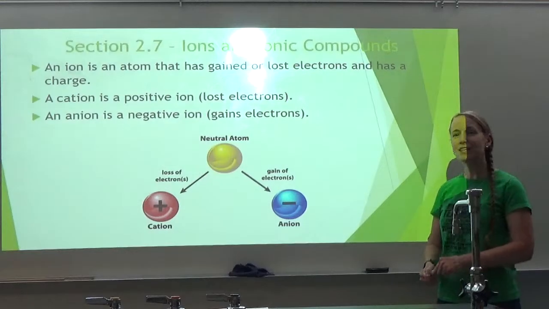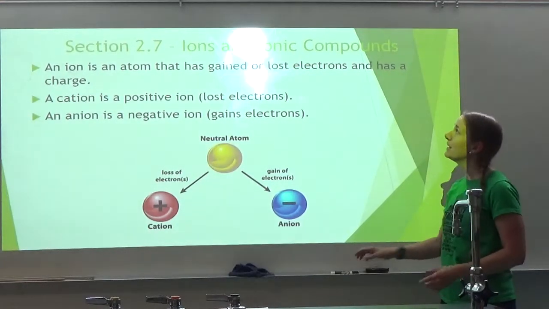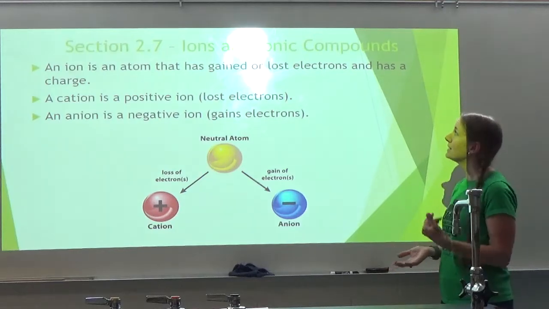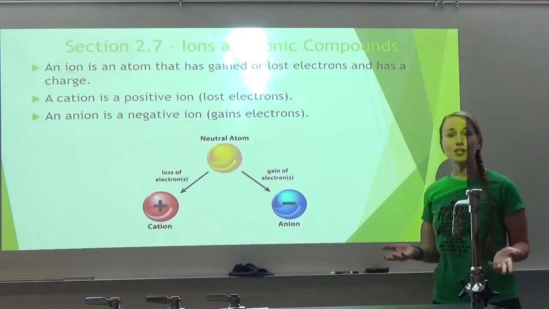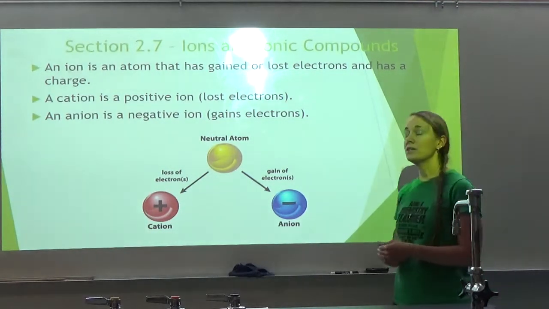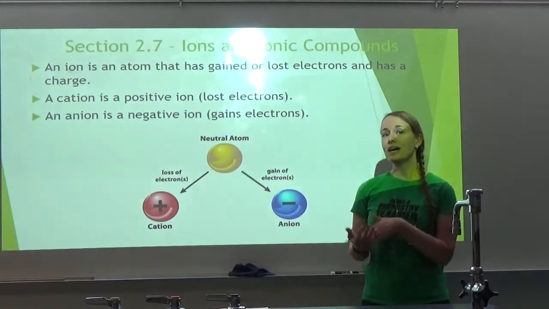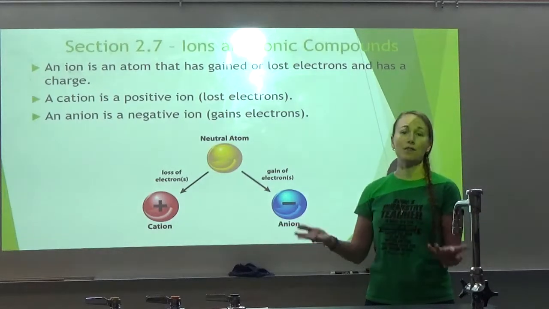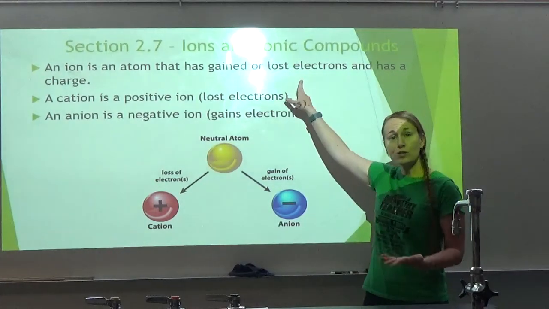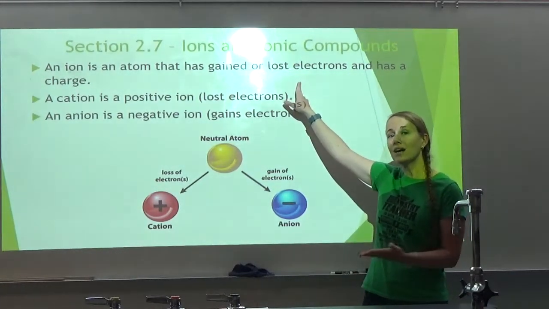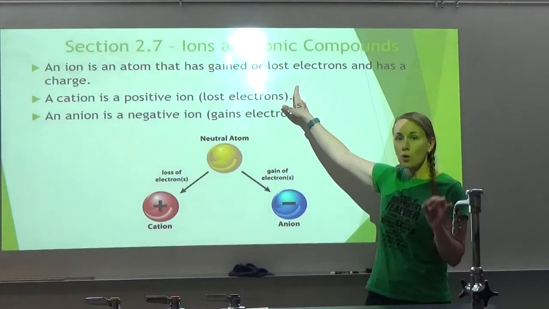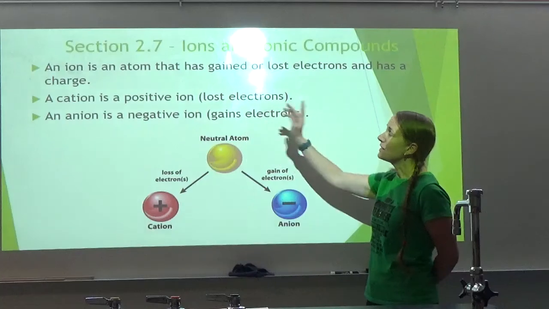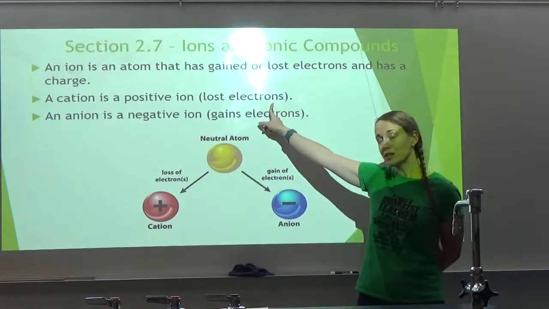All right, so moving on to section 2.7, ions and ionic compounds. An ion is an atom that has gained or lost electrons and has a charge. So remember, we talked about how atoms can only be identified by the number of protons because different isotopes of the same element can have different neutrons. And if it loses or gains an electron and becomes an ion, then protons are the only particle that stays consistent. So a cation is a positive ion, which means it's lost electrons.